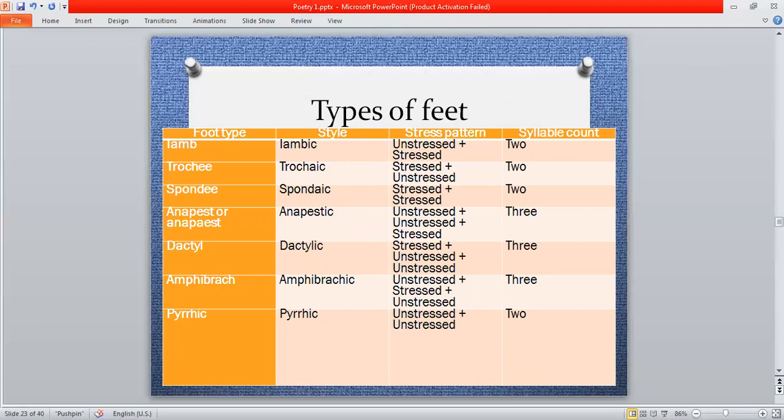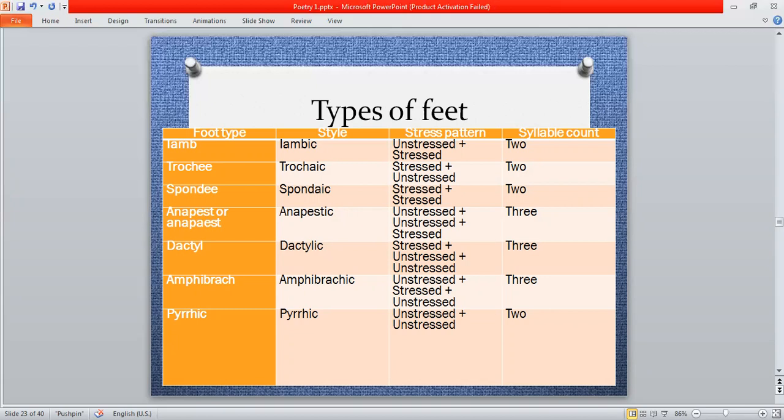Trochee consists of two syllables. The first one is stressed, while the second one is unstressed. The third type is spondee, which consists of two syllables. The first one is stressed and also the second. The anapestic consists of three syllables. The first one is unstressed, the second one is unstressed, and then the third is stressed.